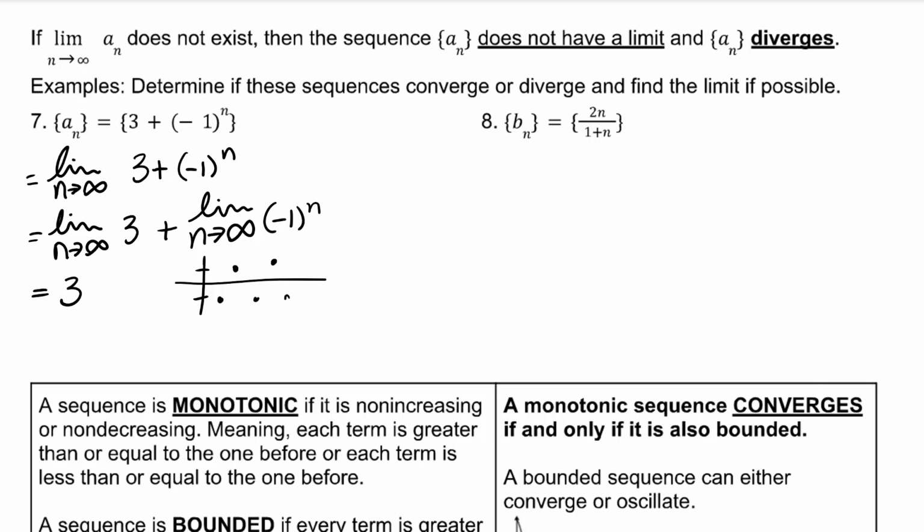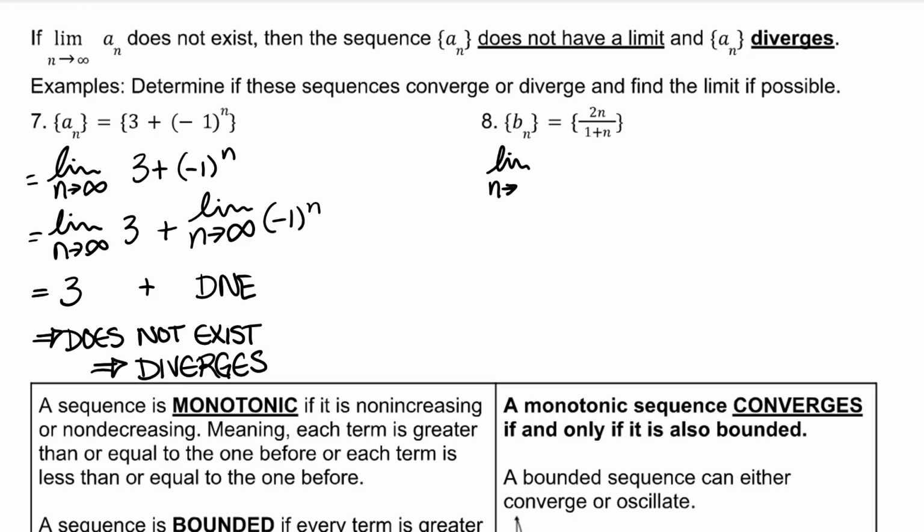So this piece just continues to alternate between positive 1 and negative 1, which means the limit does not exist because negative 1 to the n oscillates. 3 plus a limit that does not exist means that it does not exist. If the limit does not exist, then this sequence diverges.